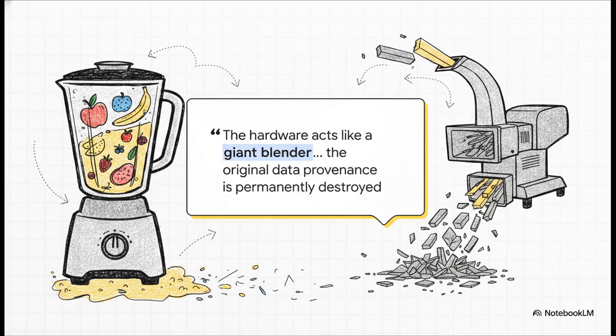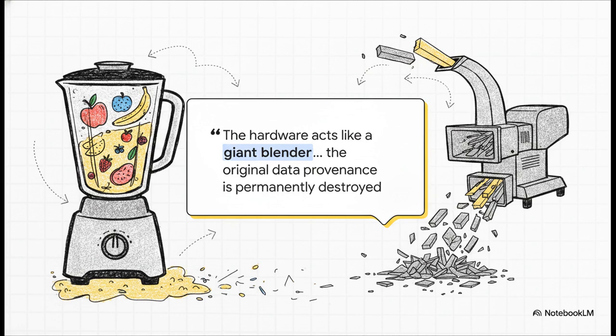Okay, let's dive into this. The sources actually describe our current computing hardware as acting like a giant blender, and honestly, that perfectly sets up exactly what's at stake here. When data goes in, the system relies on these rapid approximations that permanently destroy the original chain of title. It's known as the wood chipper effect.